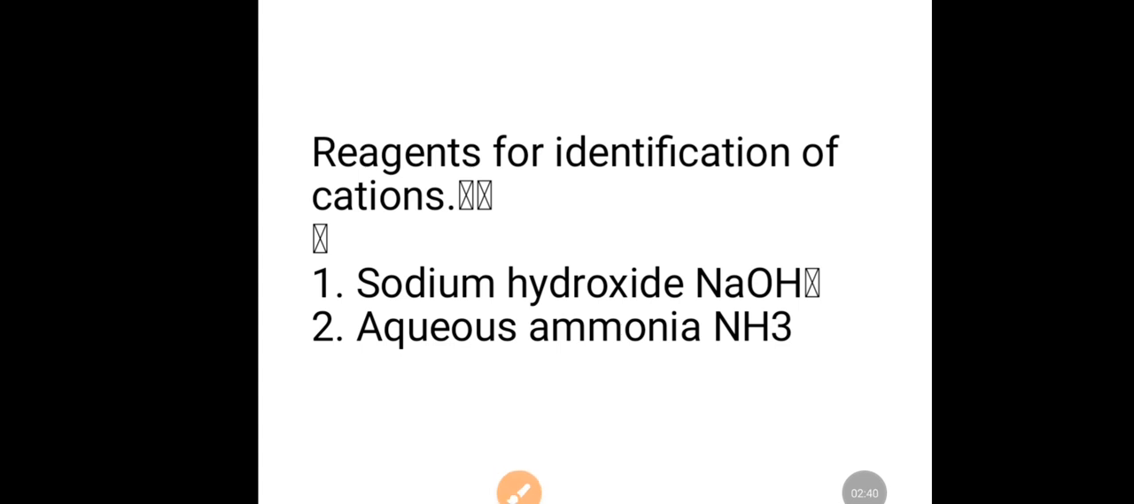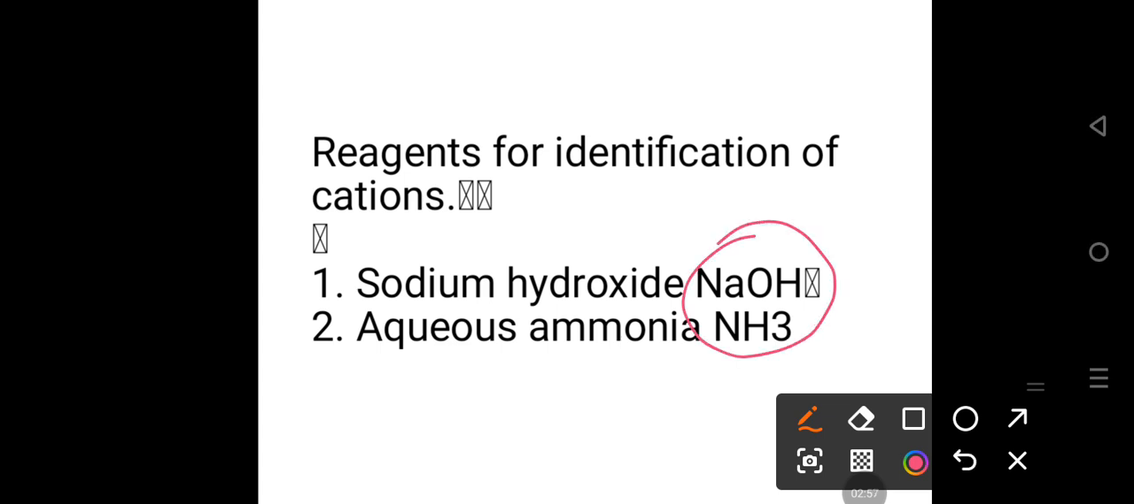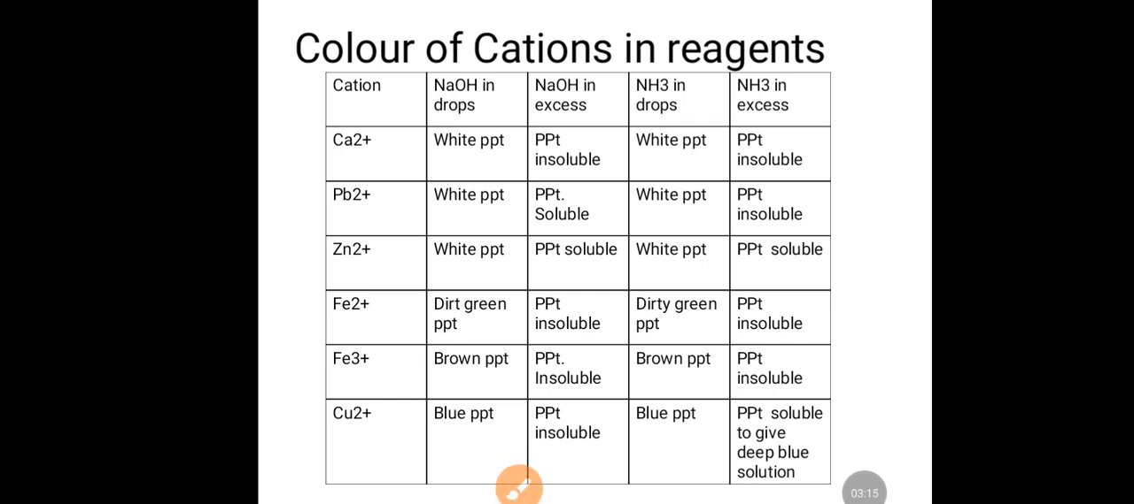You'll be given 2 important reagents that will be used to identify these cations. These are sodium hydroxide and aqueous ammonia. Sodium hydroxide and aqueous ammonia are important reagents for identification of cations. So now the color of the cations in the reagents. Remember we said the reagents are sodium hydroxide and aqueous ammonia.